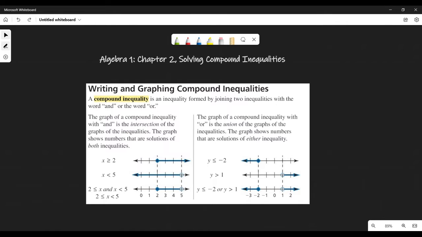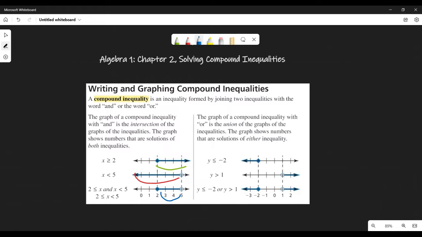If you look here, the two inequalities we have are x is greater than or equal to 2 and x is less than 5. So x is greater than or equal to 2 is graphed here, and then x is less than 5 is graphed here. And the region where they intersect is graphed over here.